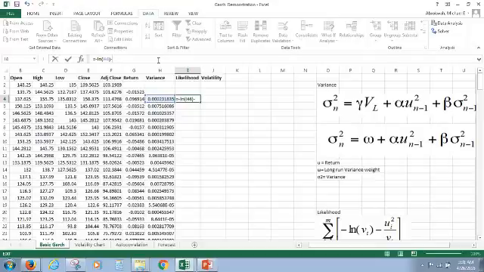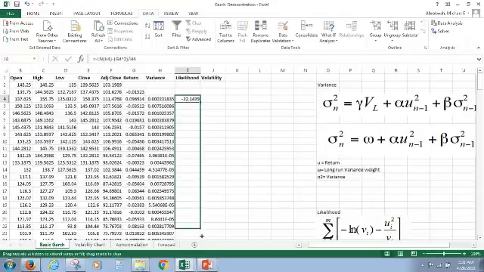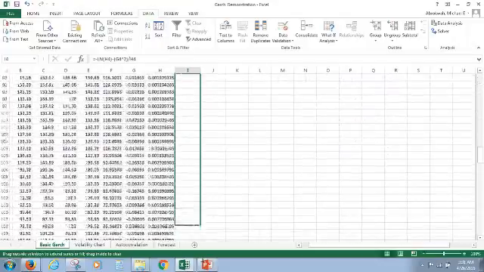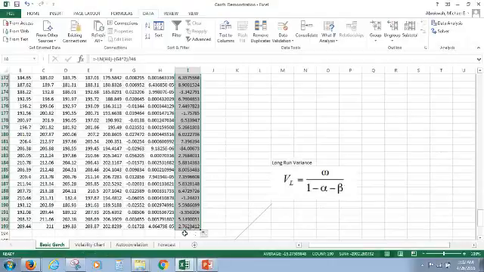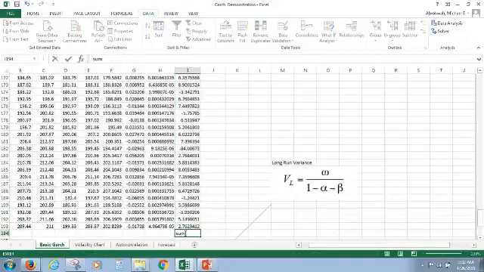And then we're going to subtract the squared value of the return. And then we're going to divide by the variance again. So we're going to then pull down this formula to populate all the cells. And we've done so. So the next step will be to sum.